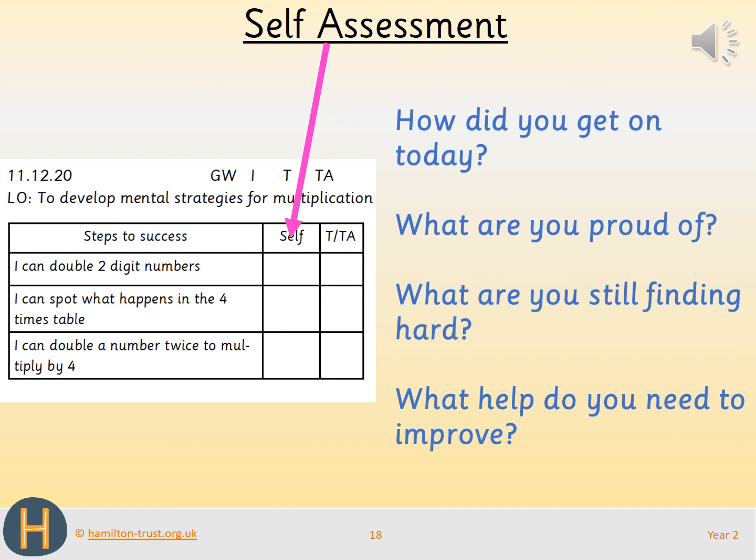So we've come to the end of today's lesson, looking at developing mental strategies for multiplication. So you should be able to self-assess and think about whether you have doubled your 2-digit numbers. Could you spot what happens in the 4 times table? And could you double a number twice to multiply by 4? If you've done all of those things today, well done. And just think about our 4 key questions on the side in blue.